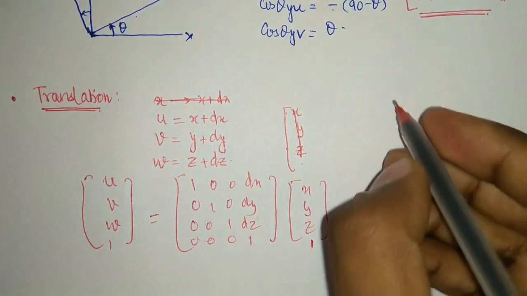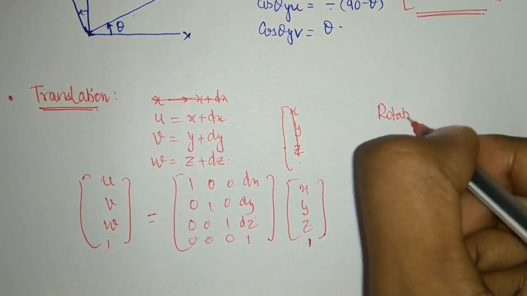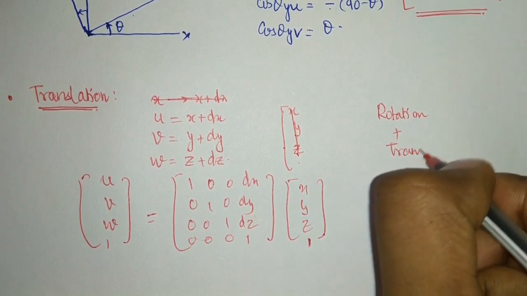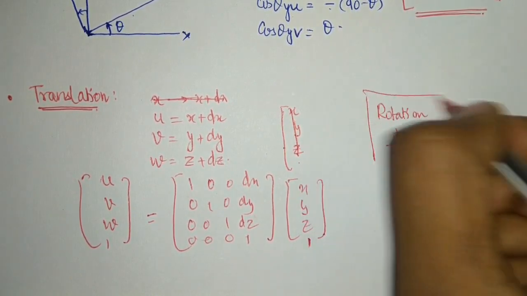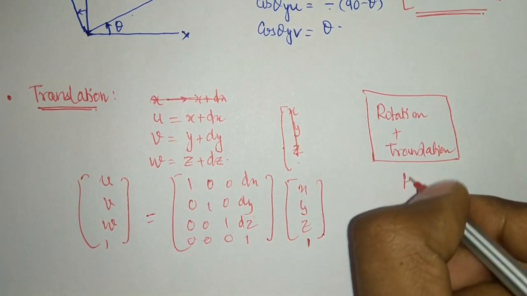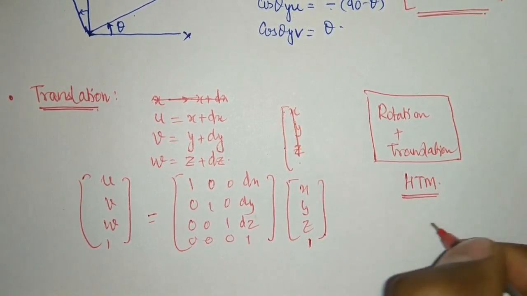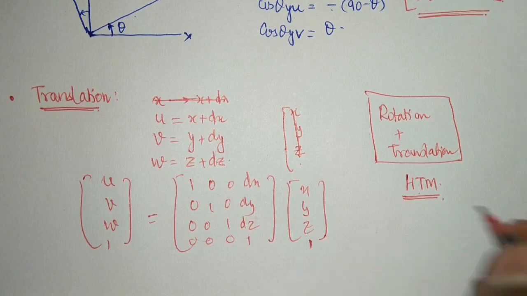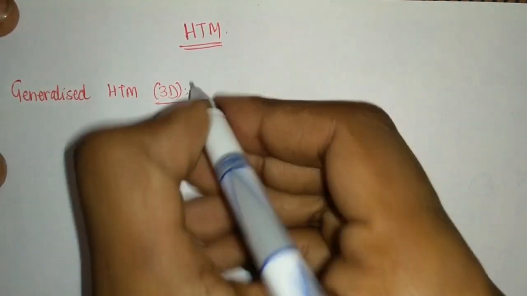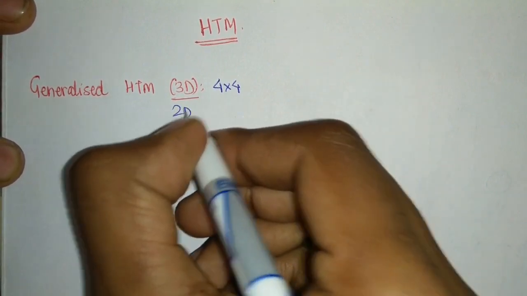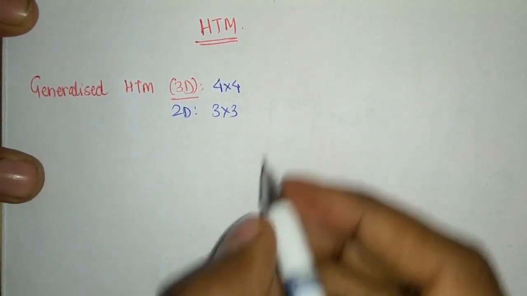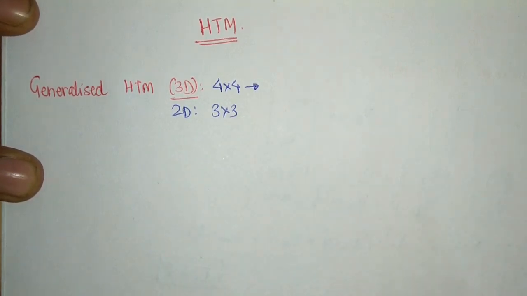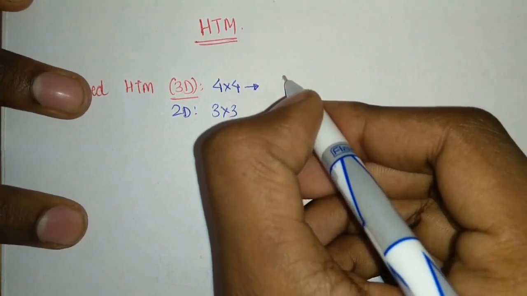Now when I want to combine the rotation part as well as the translation part, the third case that we were talking about in mapping, it will be better to use a common matrix that is known as the homogeneous transformation matrix, or the homogeneous coordinate system. Now what is a homogeneous coordinate system? Let's discuss that. When I talk about a generalized HTM for 3D, we will have a 4 cross 4 matrix, and for 2D we will have a 3 cross 3 matrix, right? This 4 cross 4 matrix is usually known as a generalized HTM, and in that one we have 4 components.